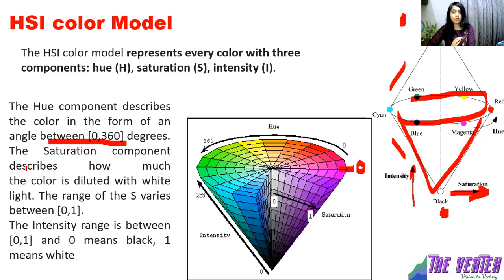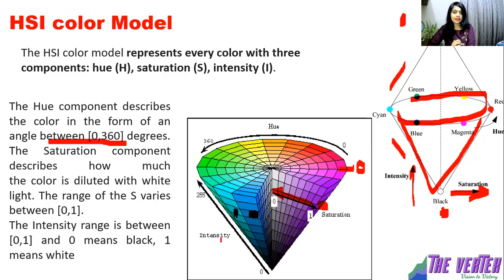The saturation component describes how much the color is diluted with white light. As I showed you, in this direction the saturation is diluted. In this direction it is in the purest form. So saturation here means the color is in its purest form. The range of saturation varies between 0 to 1. 0 means it is impure form, 1 means it is pure form.